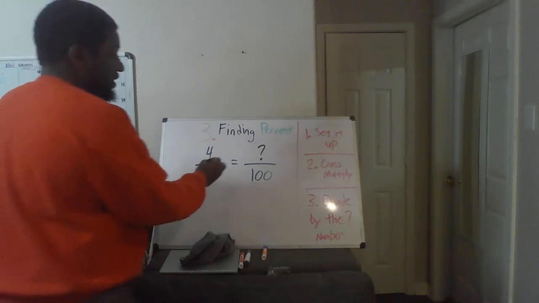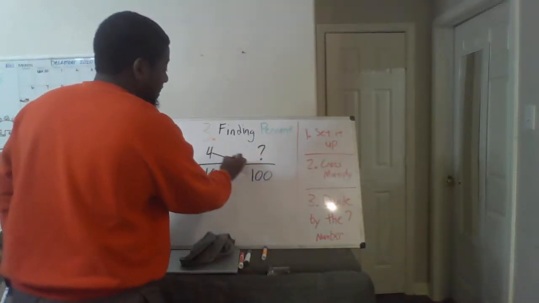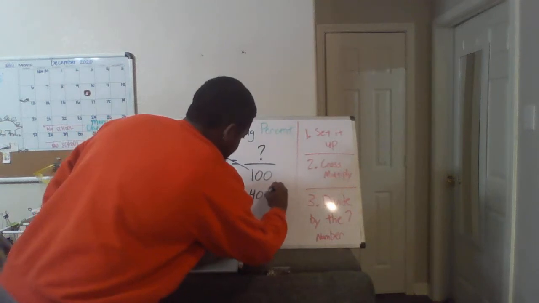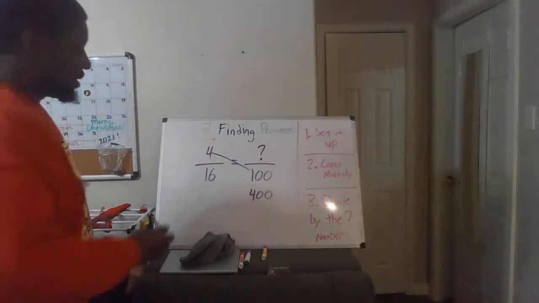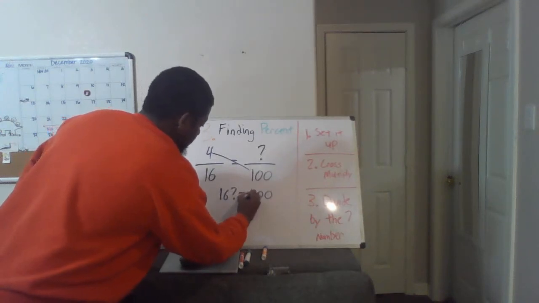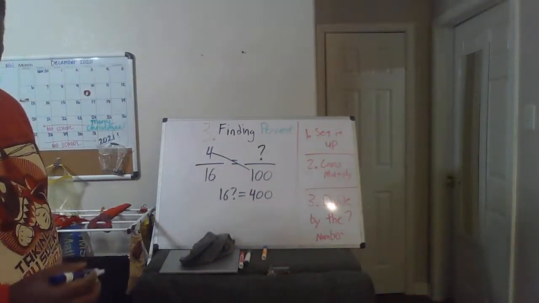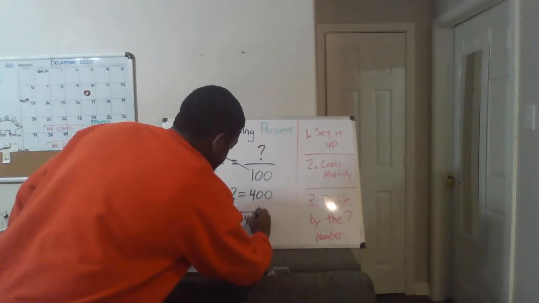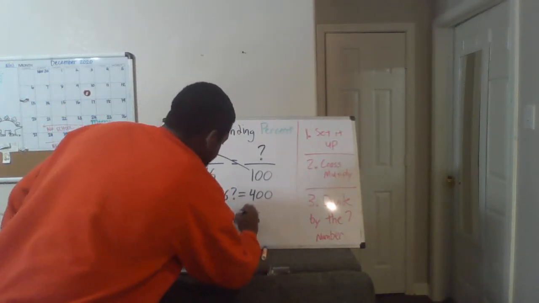Let's start with our second step. We set it up. Now we need to cross multiply. 4 times 100 is 400. 16 times a question mark gives me 16 question marks. Divide by the number in front of the question mark. So I'm going to take 400 divided by 16.